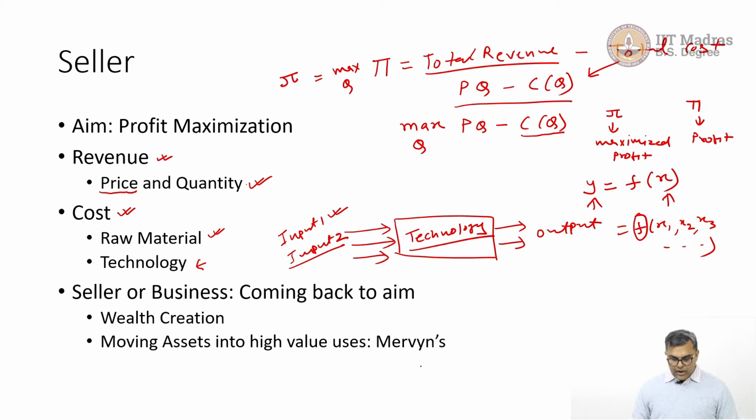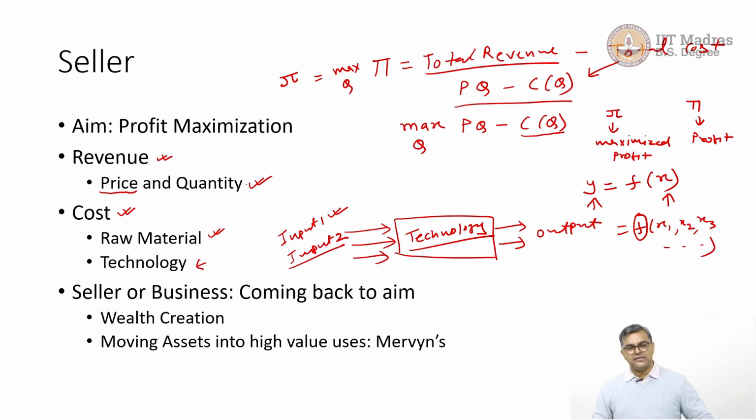Okay. Now, we have some idea about the seller's aim. Let us try to present it in a better way. Basically, the aim of a seller is to create wealth, to enrich himself, for whatever reason. How does this wealth get created? The wealth creation has a very simple formula. Wealth gets created when you move an asset from its low value use to high value use.